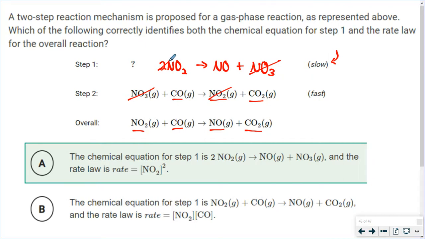And now you can write the rate law. In an elementary step, you can write the rate law directly from the elementary step. Rate equals the constant K times the concentration of whatever's on the left side here, which would be NO2, raised to the power of its coefficient, which would be 2. So this would be a bimolecular step, and that's how we get A as our answer here.